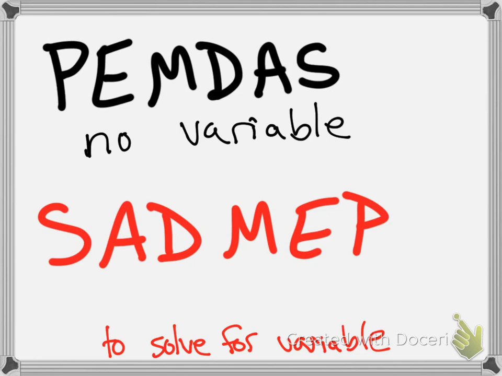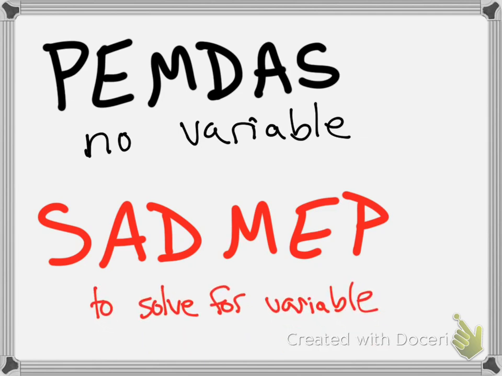So when there's no variable in our equation, we use PEMDAS. When we have a variable, and our variable means something like X, Y, Z, A, B, C, any sort of thing like that, then we have to use SADMEP. And again, these two are the same, and these two are the same. So that is exactly how we do it when we're solving for a variable versus when we're solving without a variable. So what if I had this problem?